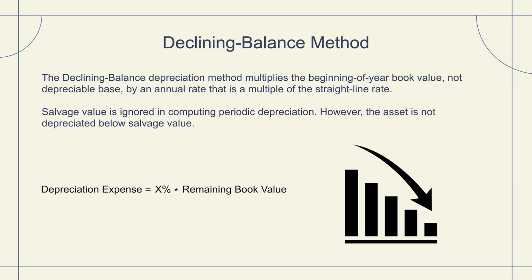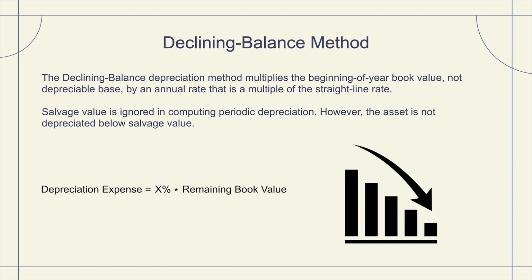Our final allocation method is our last accelerated method, called the declining balance. This method multiplies the beginning book value, not the depreciable base, by an annual rate that is a multiplier of a straight-line rate. Salvage value is therefore ignored in this periodic calculation. However, the asset cannot be depreciated below the salvage value, which means you need to manually stop depreciating when you get to that point. The most common method of declining balance is known as the double declining balance method.